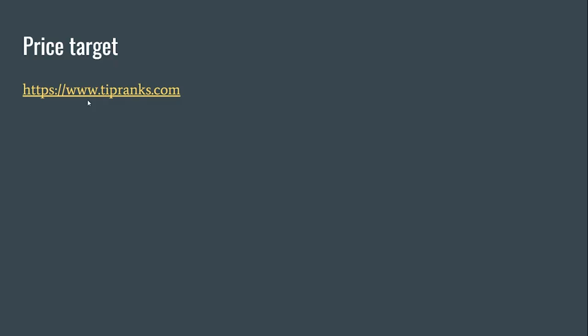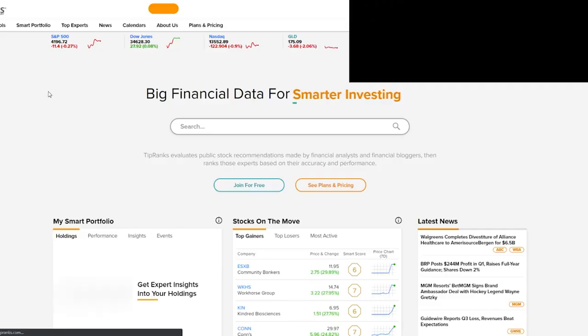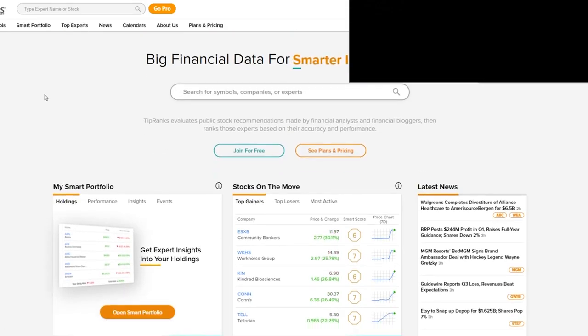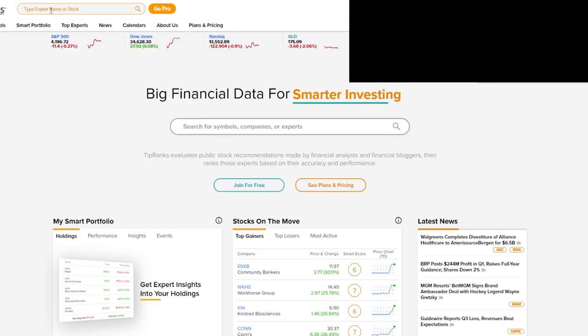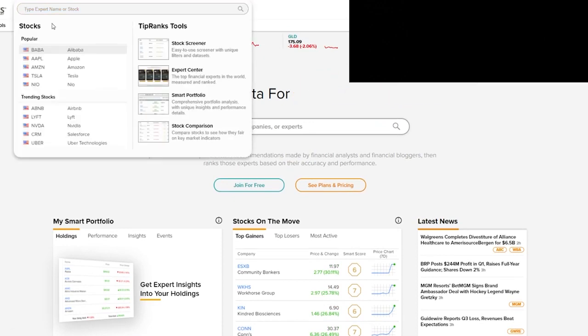So next is price targets, and price targets from analysts are very, very helpful to take into consideration. But again, only take it with a grain of salt because price targets can be a little skewed. Certain analysts can be a little more bullish or bearish depending on who you talk to. But if we go to tipranks.com, you can see the whole page is brought up here. This is a nice website to research some stuff. It is a free website, but there's also a paid version.